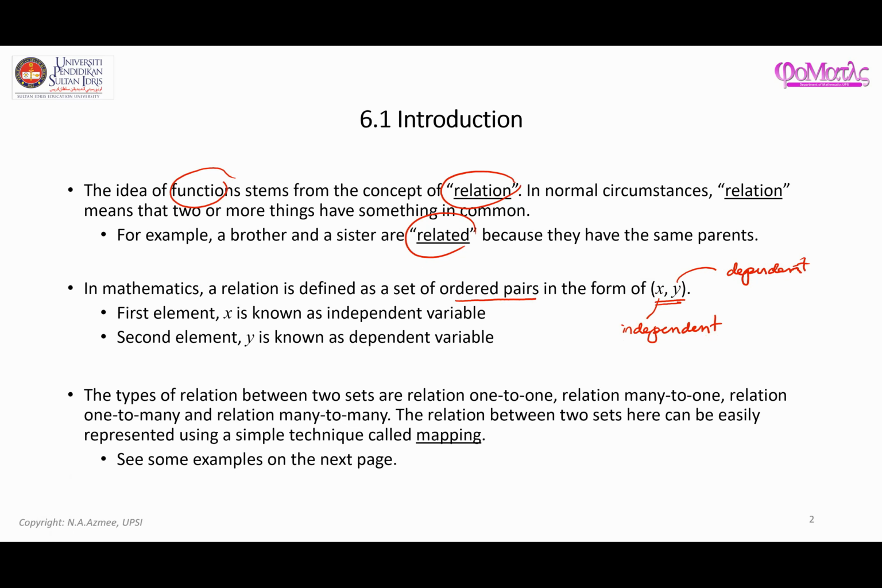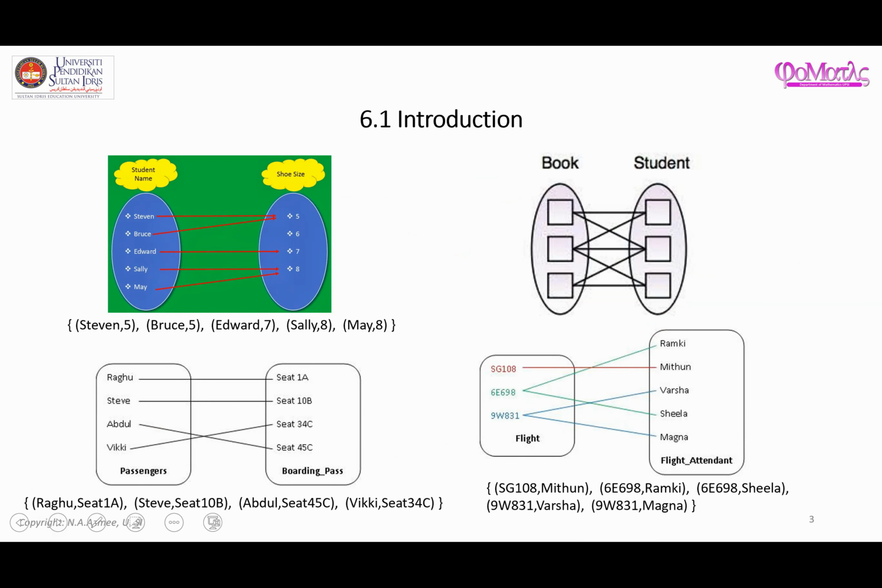The types of relation are one-to-one relation. There are four types of relation: one-to-one, many-to-one, one-to-many, and many-to-many. And this relation between two sets here can be easily represented using a simple technique called mapping. So this is what we call mapping, and based on the first figure, you can see that this is a relationship of many to one.